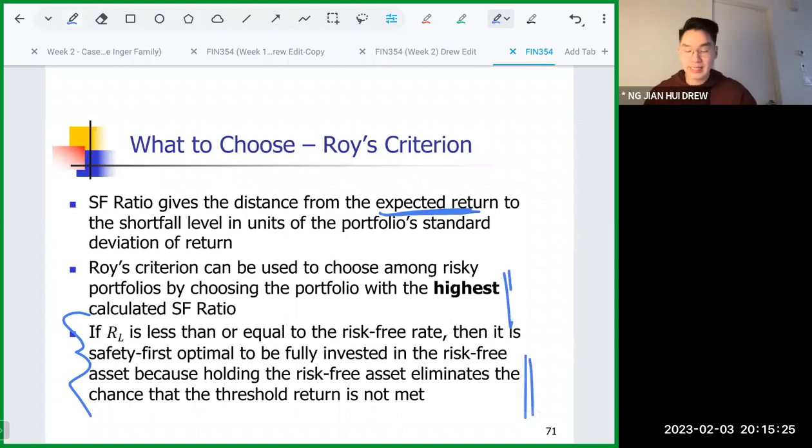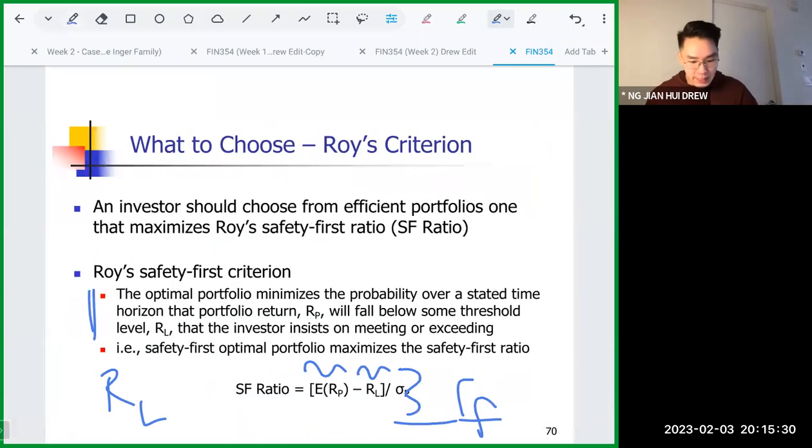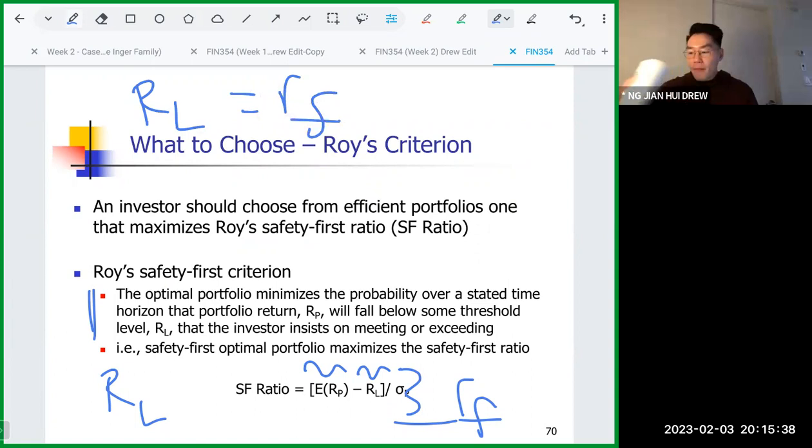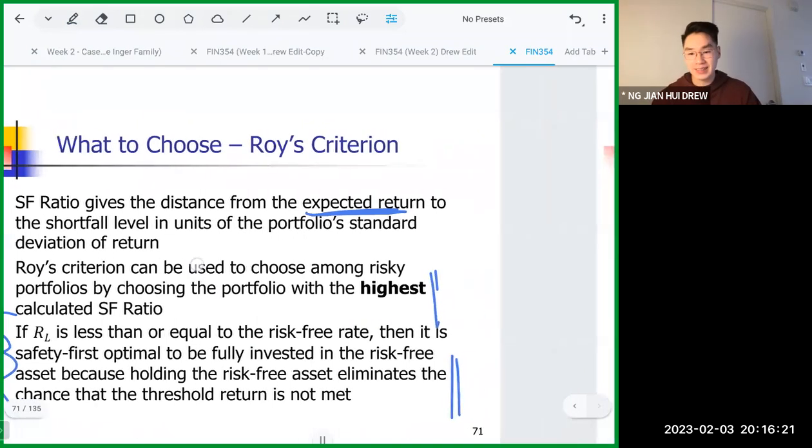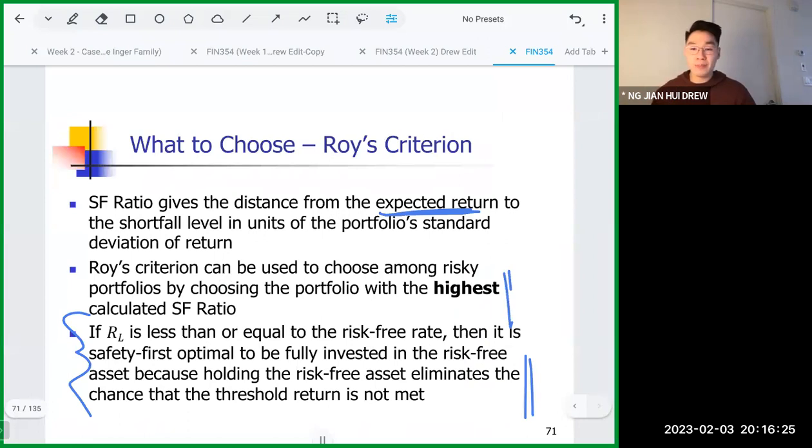Now, what's interesting, take note, is that if RL equals RF, all right, think about it. If the return that the investor wants is actually the risk-free rate, it makes sense that you just invest everything risk-free, right? Because there's no risk, and the investor only wants the risk-free rate. You just invest everything risk-free, all right? Does this make sense to everybody? If the investor wants the risk-free rate, which is RL equals RF, then you just invest everything risk-free. So this last paragraph is saying, or if the RL is less than, but it's just in a very nice way. Okay, so you can read about this on your own, but that's what it's saying. If the investor wants risk-free, just invest everything risk-free. Don't care about the portfolio or whatever, all right?